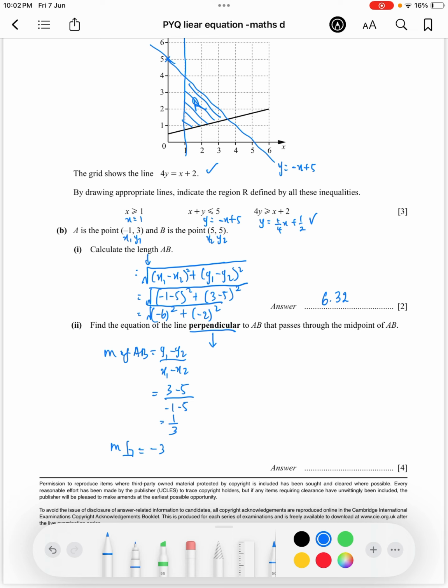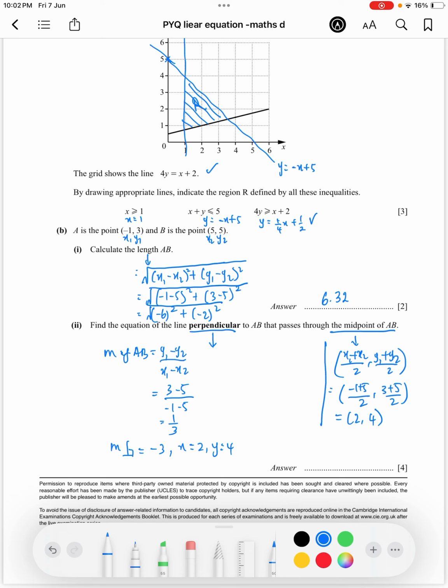And then you need the point for the xy point. So it says here midpoint of AB. So we need that midpoint. (x1 plus x2) over 2, (y1 plus y2) over 2. Again, substitute the numbers in using the same label. And you should get, simplify it, 2, 4. Right, so that means x equals 2, y equals 4.